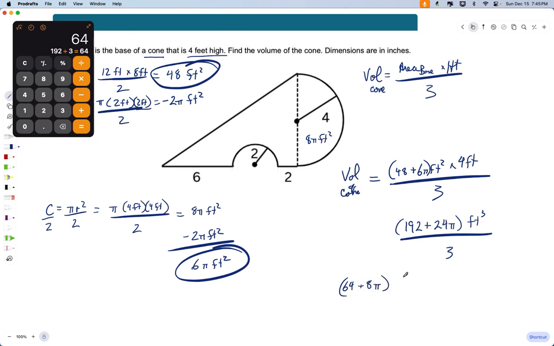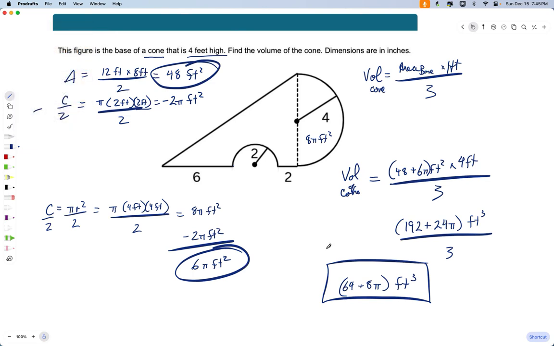This is your answer. And that would be your solution to the volume of the cone: 64 plus 8 pi feet cubed. All right, let's look at the next problem.